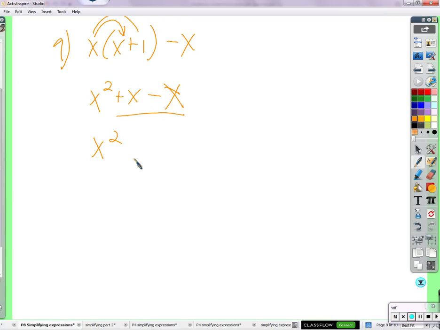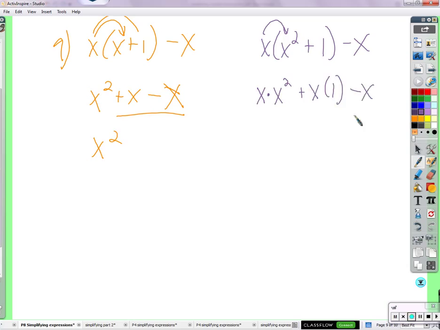So what if the x inside was already squared: x times x squared plus 1 minus x? Instead of trying to do all this in our head, let's put an extra step in there. Distribute the x to the x squared: x times x squared plus x times 1, and then we'll have that minus x. Let's see, x times x squared. That's x cubed.